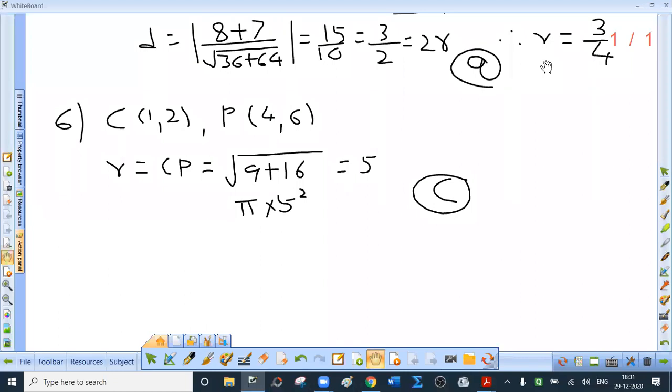Sum number 6. Area of the circle with center at (1, 2) and passing through (4, 6) is. Now the center is (1, 2). This point lies on the circle. Every point on the circle is at a distance of radius from the center. So the radius comes out to be 5. What is the area? Pi r square. So 25 pi, which is given in option C.